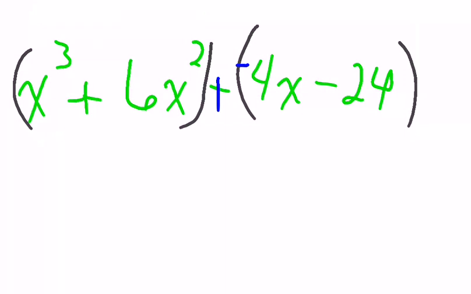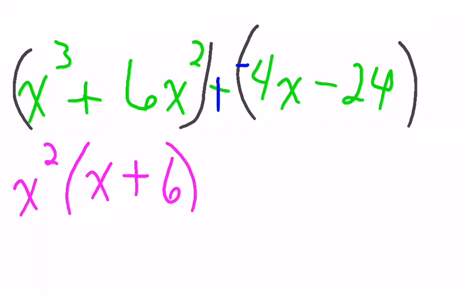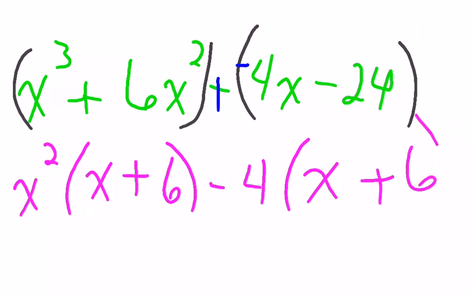So now out of the first one, let's see what we can pull out of there. So we pull a GCF out of the first set of parentheses. I can pull an x squared. Now what's left? So if I pull an x squared out of x cubed, I'm left with x. If I pull an x squared out of 6x squared, I'm left with a 6. Now the second one, I'm going to pull out a negative 4 as my GCF. So if I take negative 4x and divide it by negative 4, I'm left with a positive x. If I take negative 24 divided by a negative 4, I get a positive 6.